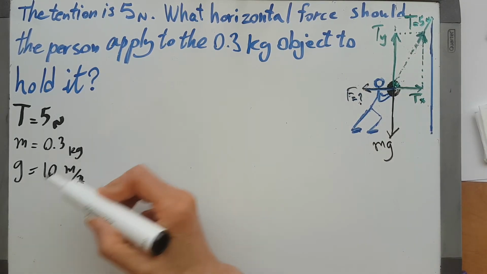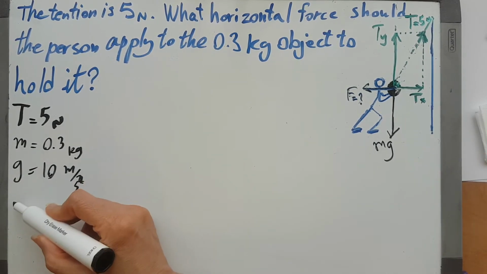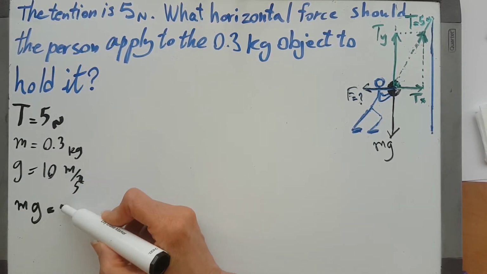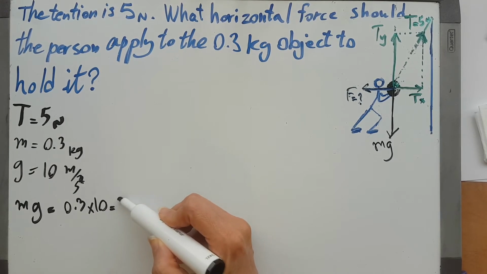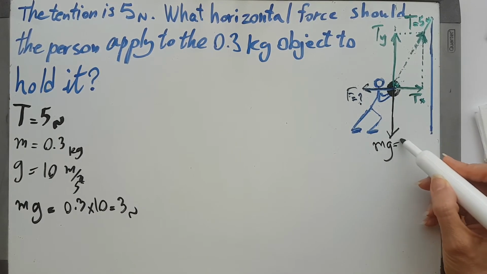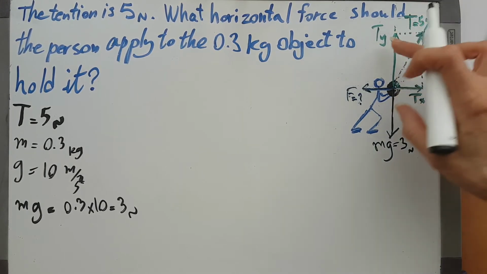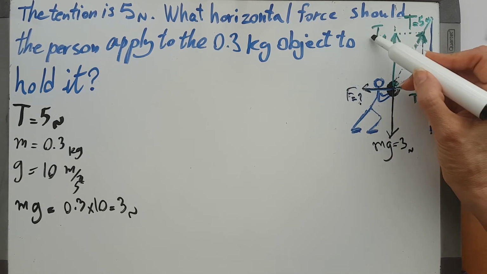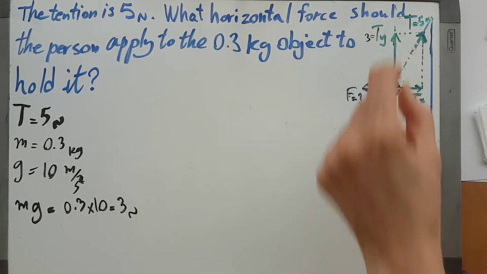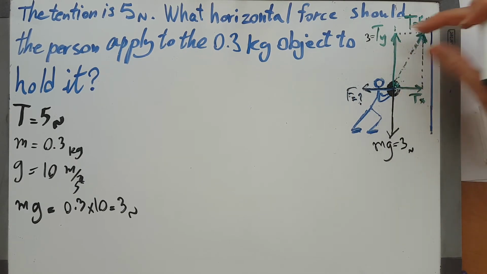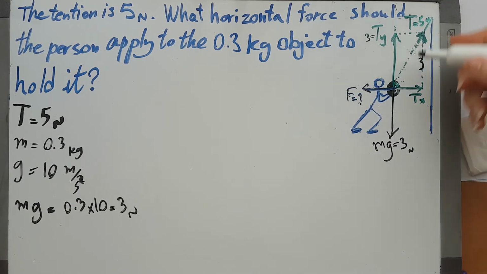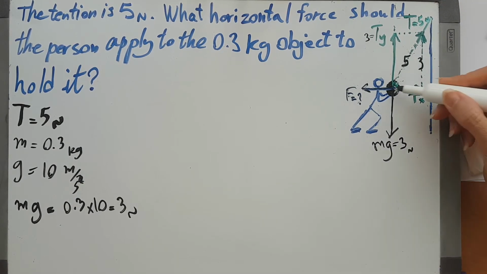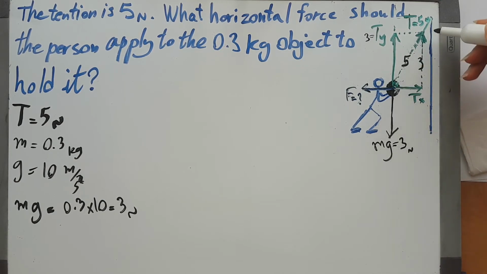For now, I actually have the mg, so we're going to find whatever we can to get to what we want. The mg is 3 newtons. So this is 3. Therefore, this one is also 3. So this is also 3. And since this one is 3, if you look at this rectangle, you can see that this is also going to be 3. I know that this is 5, right? The T initially was 5. This is 3, and I have a right angle triangle in here.